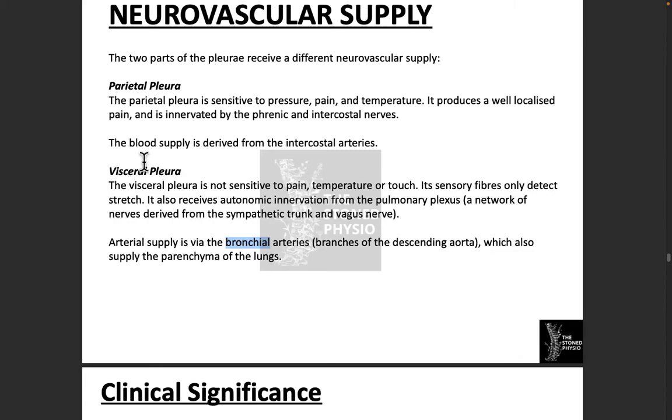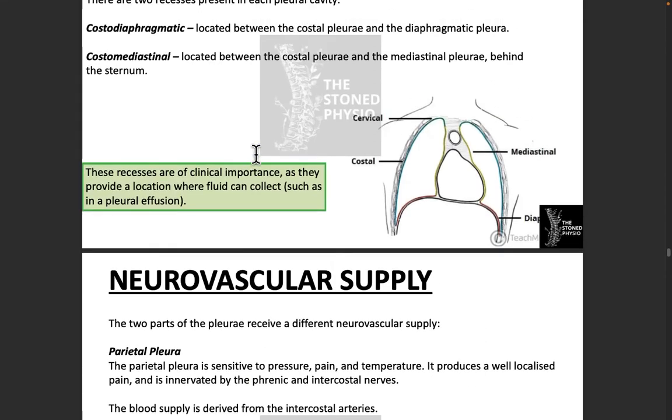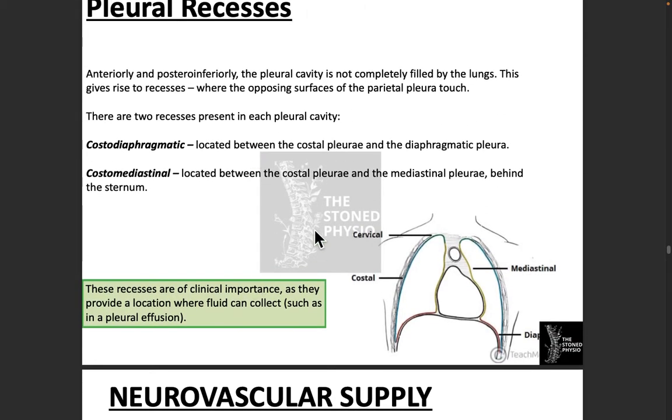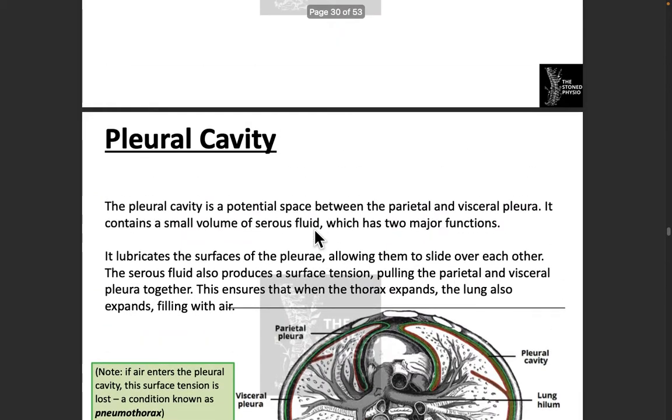Bronchial artery supplies the visceral pleura. I think you need to remember only this. The bronchial arteries supply the visceral pleura, and the intercostal artery supplies the parietal pleura, and phrenic and intercostal nerves supply the parietal pleura, and sympathetic trunk and vagus nerve supply the visceral pleura. Just remember that visceral pleura is not sensitive to pain, temperature, and touch. It is only sensitive to stretch, but parietal pleura is sensitive to all these things. Okay, we are done with the neurovascular supply of the pleura.